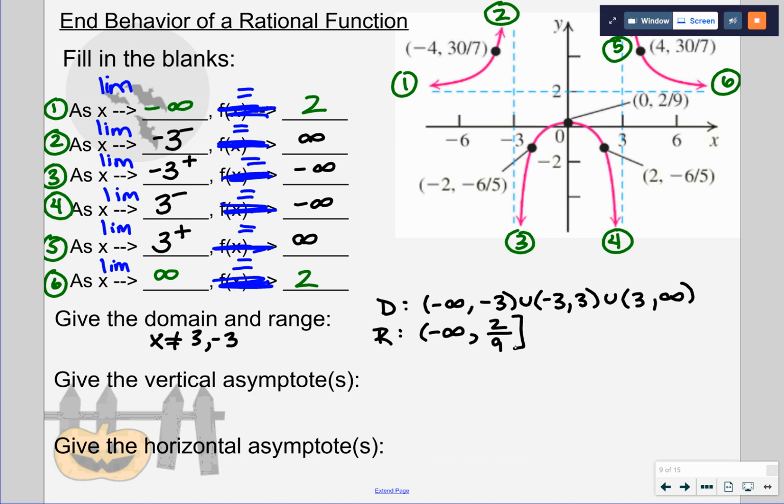Then it jumps. What's the next y value it jumps to? 37 is labeled, but there's values below that. 2, but do we touch 2? No, so parentheses 2 all the way to infinity. Vertical asymptotes, we already said, were x equals 3 and x equals negative 3. Horizontal asymptotes, y equals 2 in the picture.